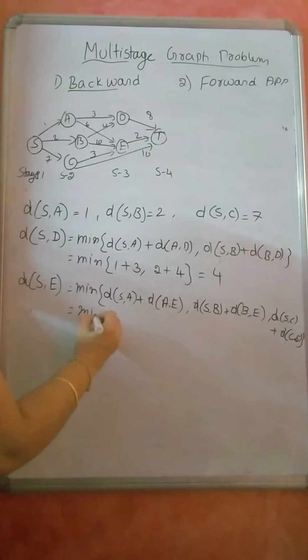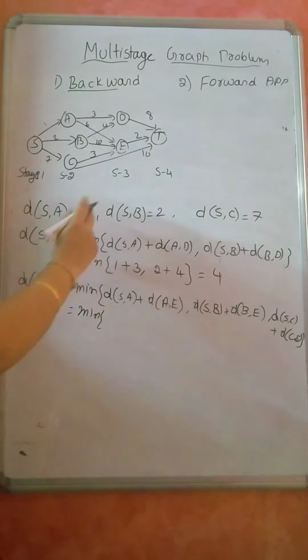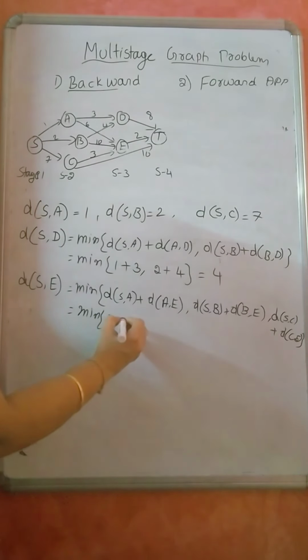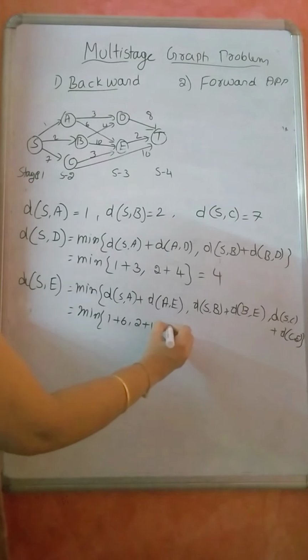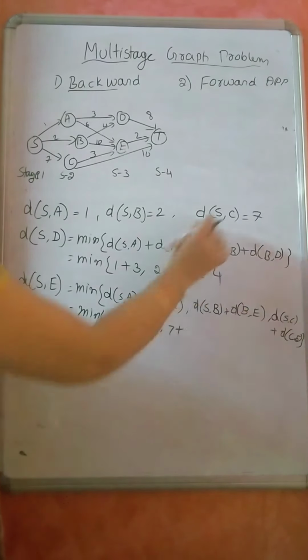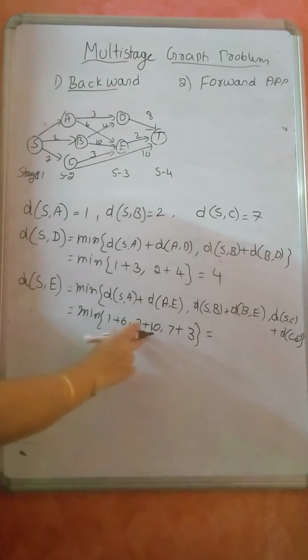So it is the minimum of: what is the distance from S to A? Already computed, 1 plus A to E is 6. S to B is 2 plus B to E, 10. Then 7 plus C to E, which is 3. Which is the minimum among these? It is 7. 7 is the minimum. Now the distance from S to E is over. Next stage I have to move.